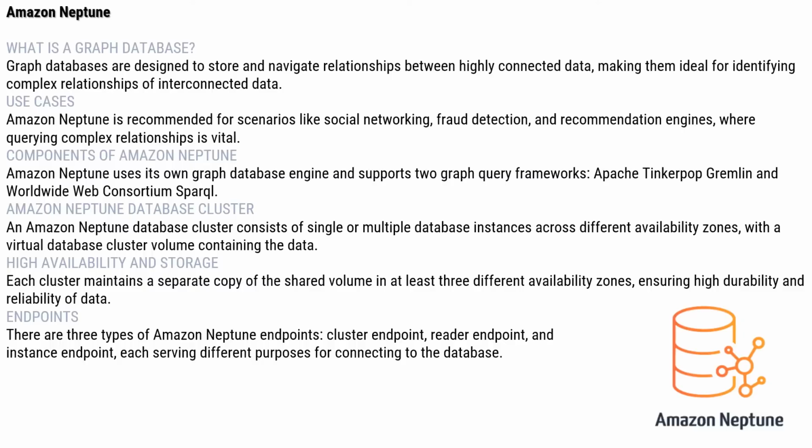Amazon Neptune uses its own graph database engine and supports two graph query frameworks, Apache TinkerPop Gremlin and World Wide Web Consortium SPARQL. An Amazon Neptune database cluster consists of single or multiple database instances across different availability zones, with a virtual database cluster volume containing the data. Each cluster maintains a separate copy of the shared volume in at least three different availability zones, ensuring high durability and reliability of data. There are three types of Amazon Neptune endpoints: cluster endpoint, reader endpoint, and instance endpoint, each serving a different purpose for connecting to the database.